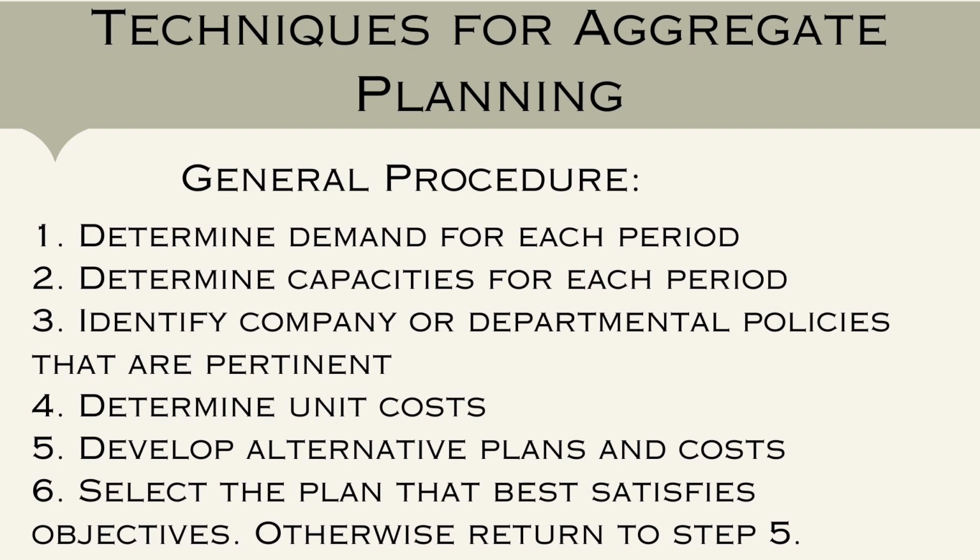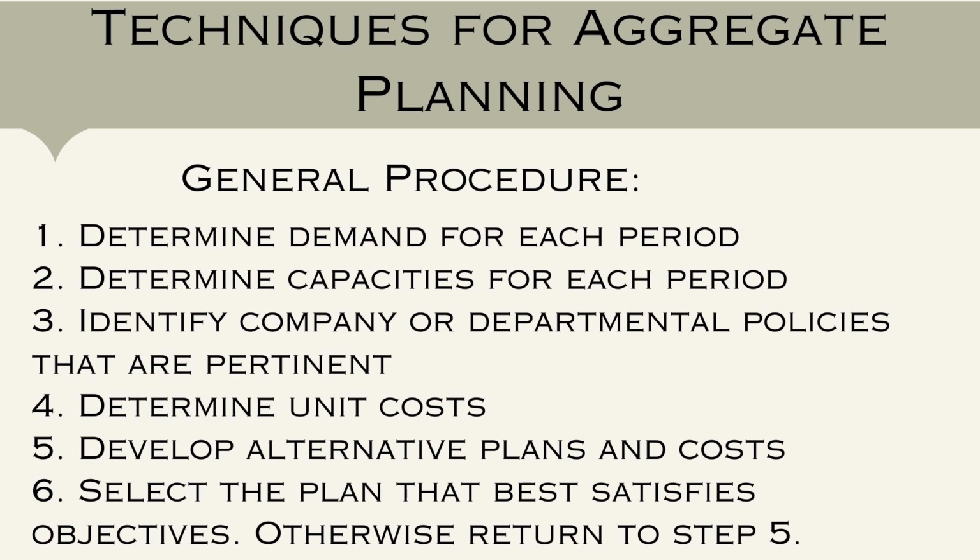capabilities. The third one is to identify company or departmental policies that are pertinent. Consider any specific policies or guidelines that are relevant to the company or department's operations. These policies may include constraints related to labor contracts, overtime regulations, or other factors that need to be considered during the planning process. The fourth one is to determine unit cost.